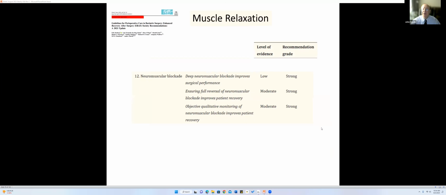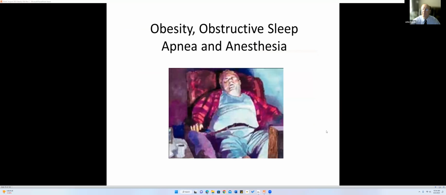It includes the recommendations on muscle relaxation. And again, they recommend deep neuromuscular blockade and full reversal of neuromuscular blockade, and Sugammadex can be useful in that setting in patients who've got rocuronium. Objective quantitative monitoring of neuromuscular blockade to improve patients' recovery is highly recommended.